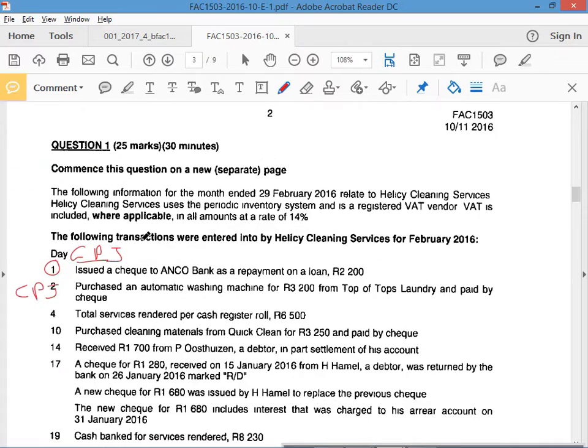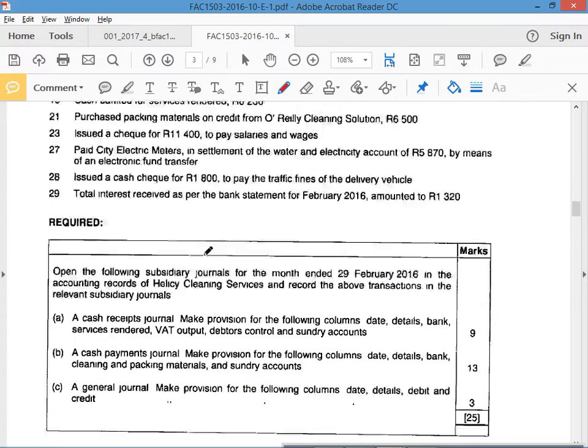Right, this question in the exam paper was out of 25. It's 30 minutes long. When looking at the required, it says open the following subsidiary journals for the month ended in the accounting records of Helisi Cleaning Services and record the above transactions in the relevant subsidiary journals. They want us to draw up a cash receipts journal, and they want us to make provision for the following columns: date, details, bank, services rendered, output VAT, debtors control, sundry accounts.